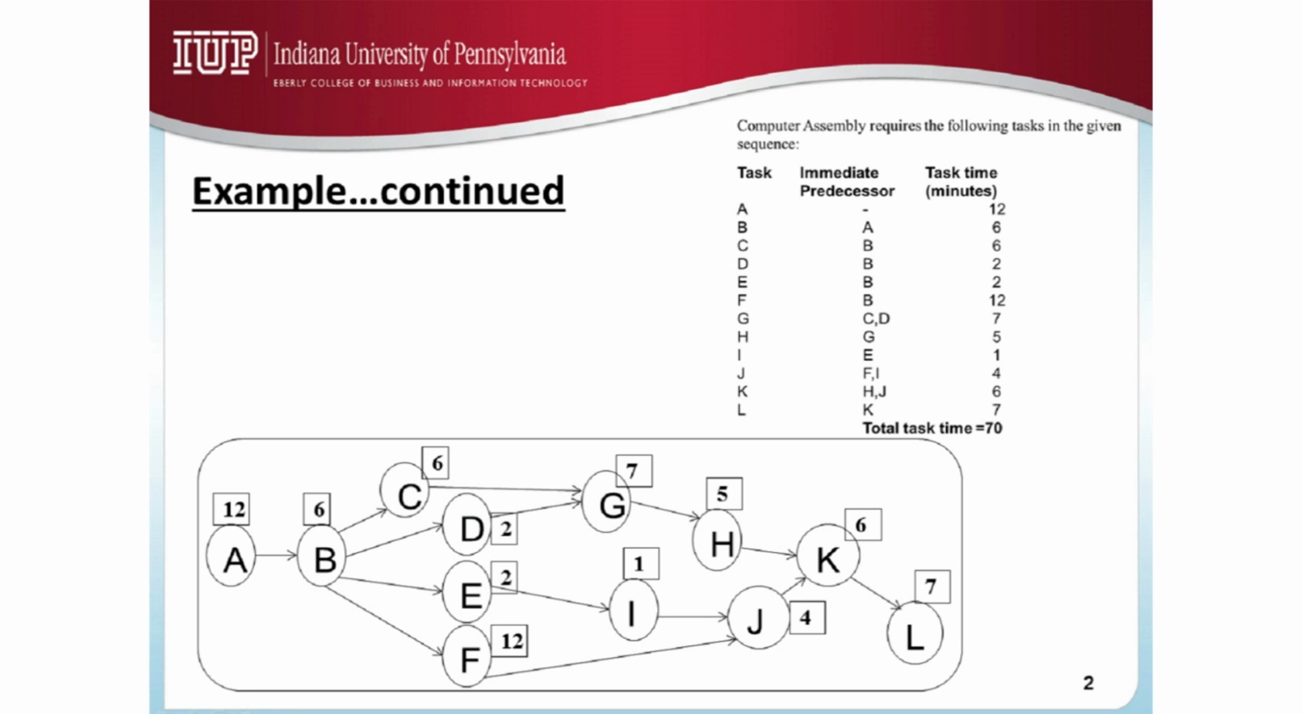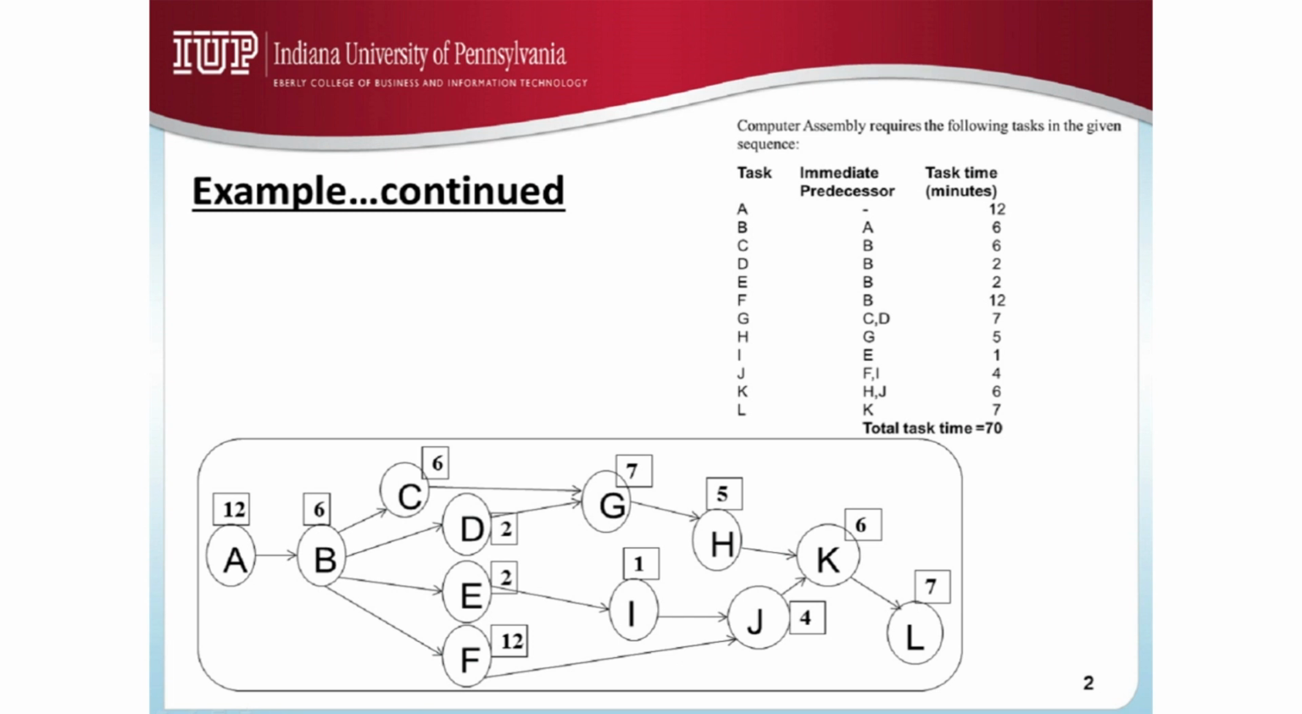And what are these arrows? The arrows show the immediate predecessors. So you see one arrow going from A to B, which shows that B has one immediate predecessor, which is A. Now look at C. C has one immediate predecessor, which is B. That is the reason you see an arrow going from B to C.